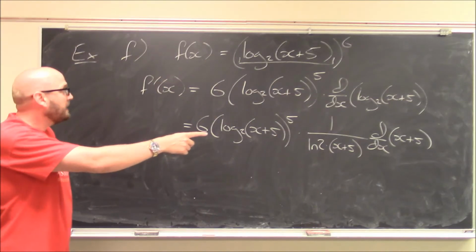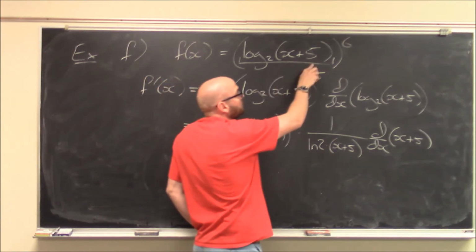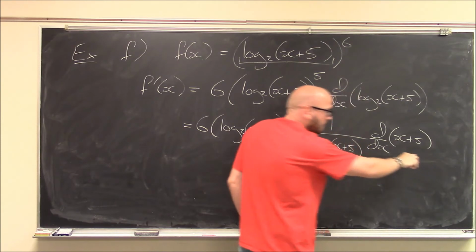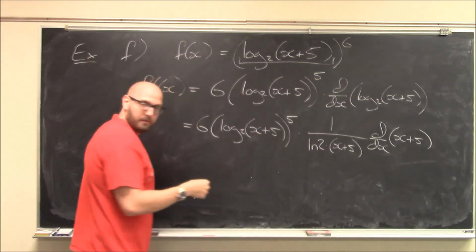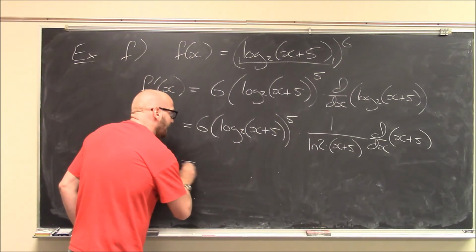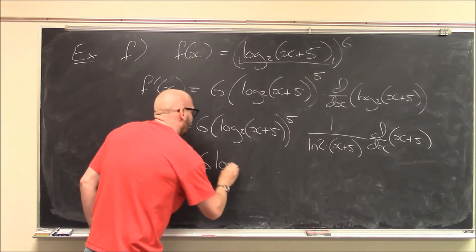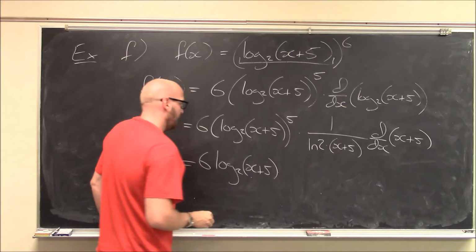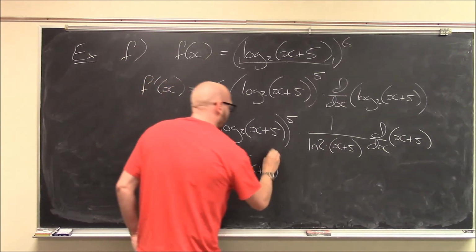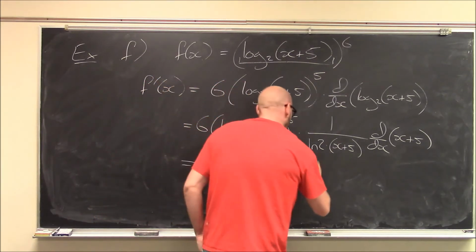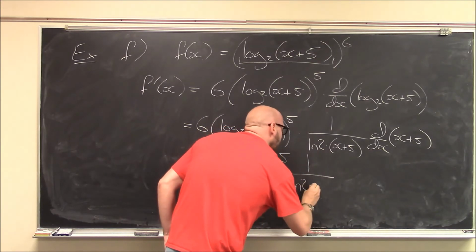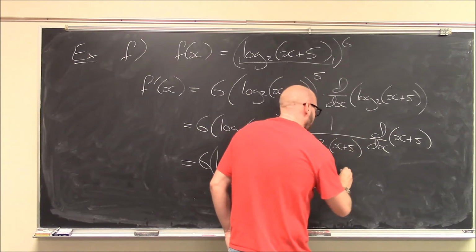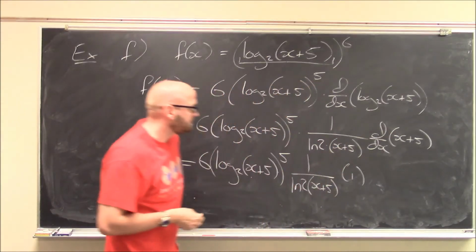So now I need to work out that derivative, right? We've gone from differentiating this whole thing, which is tricky, to a simpler derivative, and now the only derivative I need to find is this very simple thing, the derivative of x plus 5. So finally, we've got 6 times log base 2 of x plus 5, all to the power 5, times 1 over ln of 2 times x plus 5, times the derivative of x plus 5, which is just times 1.